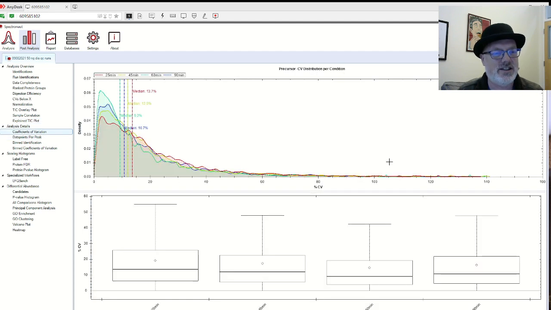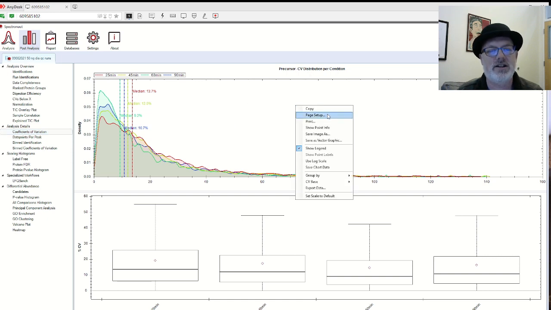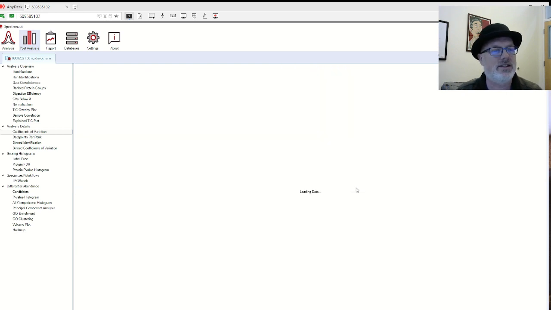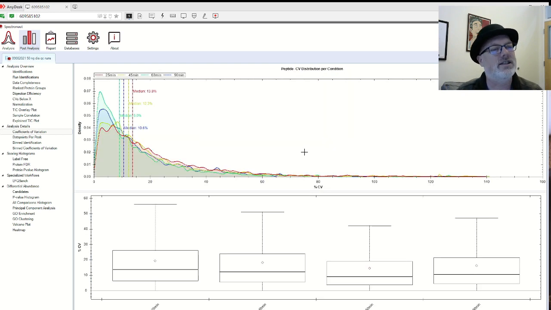Coefficients of variation. This is a very interesting plot. It defaults to precursor, I think. You can hit your secret right click and go precursor, select peptide. Let's just do peptides. Did that change? So you can kind of see how consistent we are across runs.